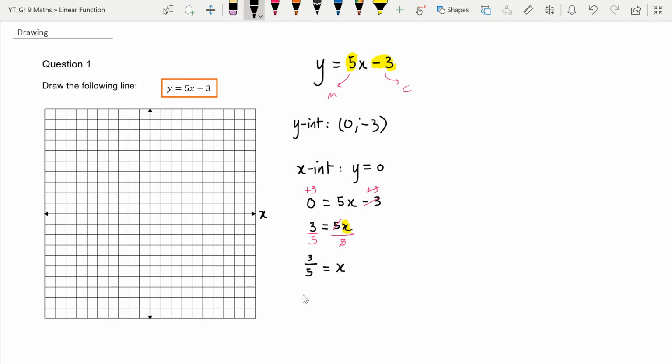So what did we just find? Grade 9s, where my x is 3 over 5, my y is 0. I plugged in my y as 0. Okay, perfect. So we've got 2 points that we need to go plot.